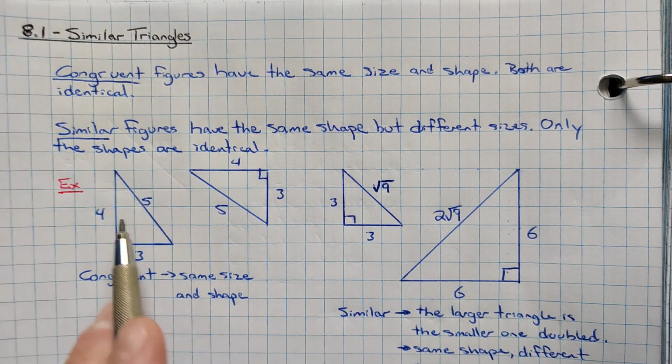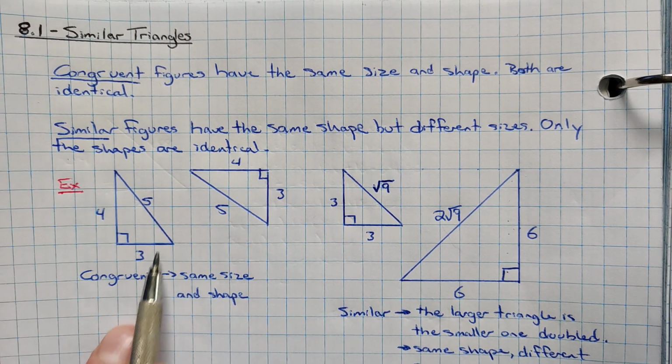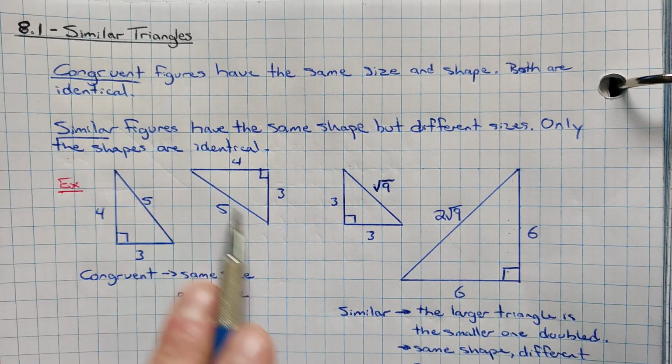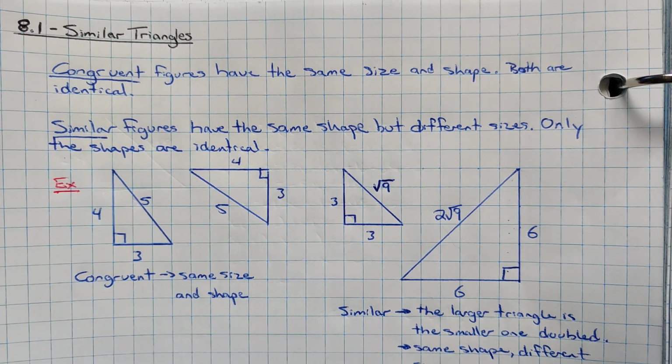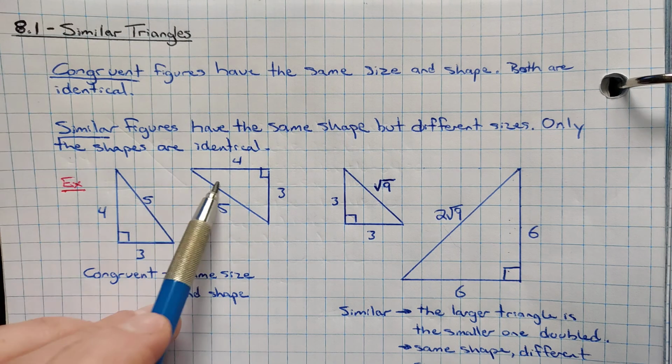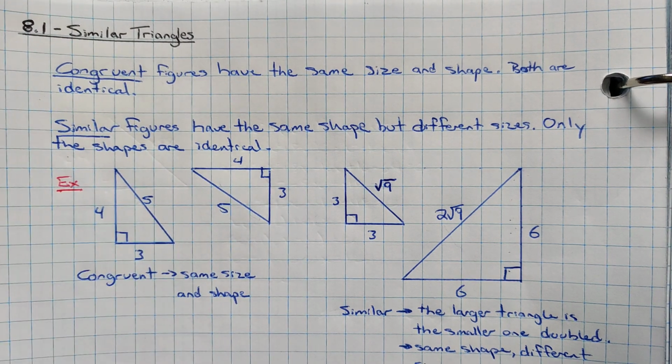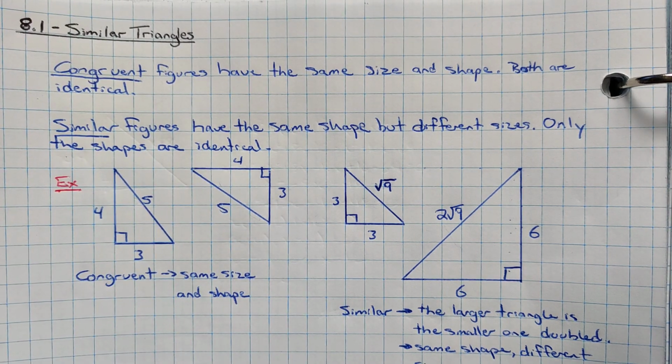So if we take a look at our triangles here, we have this 3, 4, 5 right angle triangle, and we have a 3, 4, 5 right angle triangle. They are exact copies of each other. If I was to cut this out and put it on top of here, it would overlap perfectly.